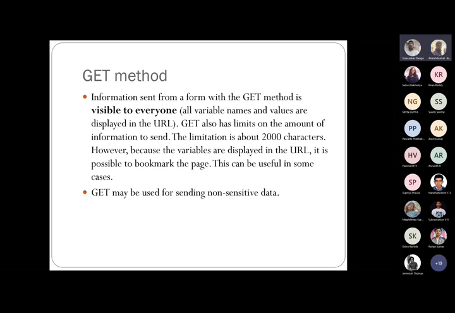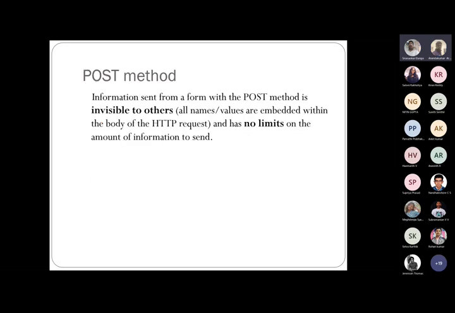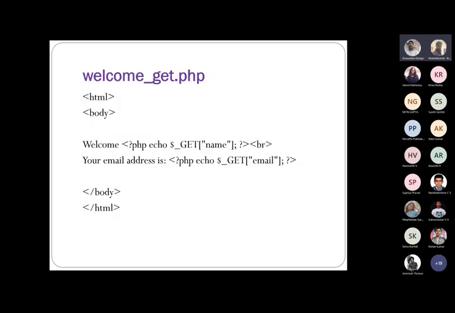There is no limitation on the amount of information sent from the client to the server using the post method. Information sent from your form using the post method is invisible to others. All the names and values are embedded within the body of the HTTP request, and there is no limit on the amount of information being sent from the client side to the server side. So this is the difference between get method and post method.